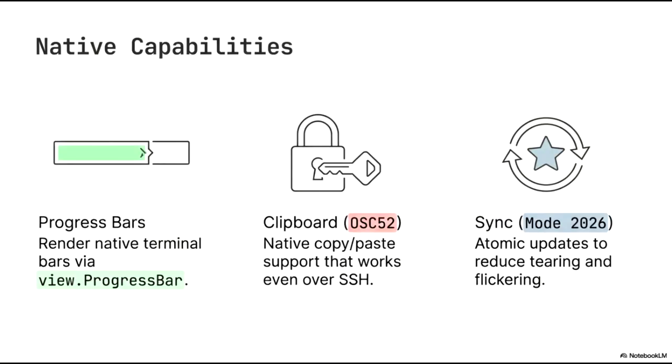This slide details 3 key native capabilities. First, we have integrated progress bars. Using the view.ProgressBar component, you can render native terminal bars directly, creating a more cohesive interface for long-running processes. Next is enhanced clipboard functionality powered by OSC 52. This provides native copy and paste support that maintains its reliability across various environments, including remote sessions over SSH.